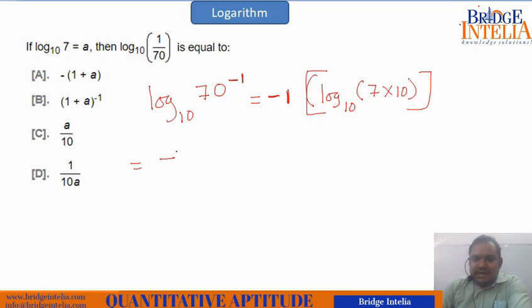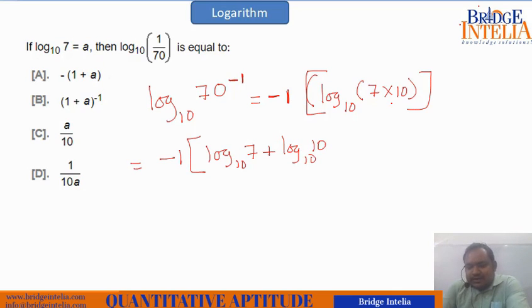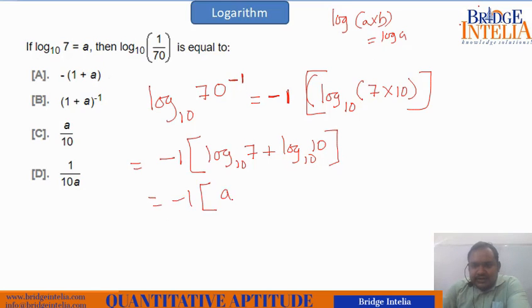So this can be written as minus 1 into log 7 to the base 10 plus log 10 to the base 10. Why? Because we are applying the law of product here. Log A into B can be expanded as log A plus log B. That's what we are doing here. So this is minus 1 of a plus 1, because log 10 to the base 10 will be equal to 1, and log 7 to the base 10 is already given to us as equal to a. So the final answer is minus 1 times 1 plus a.